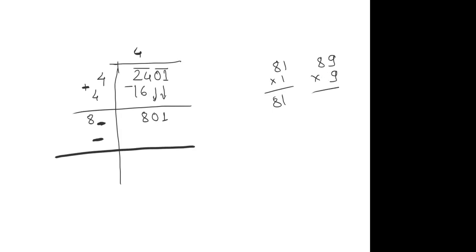Why am I using 9 or 1 only? Because I want 1 as the last digit. Either 1 ones gives me 1 in the units place, or 9 nines are 81, that is 1, it gives me 1 in the units place.